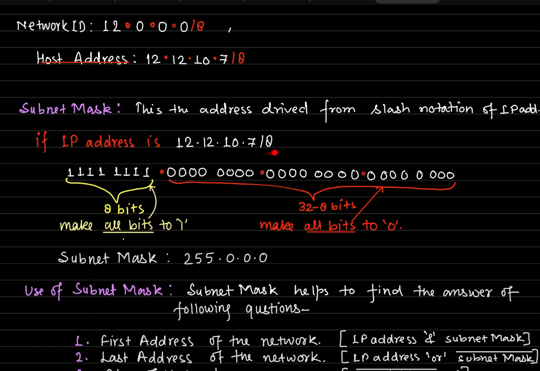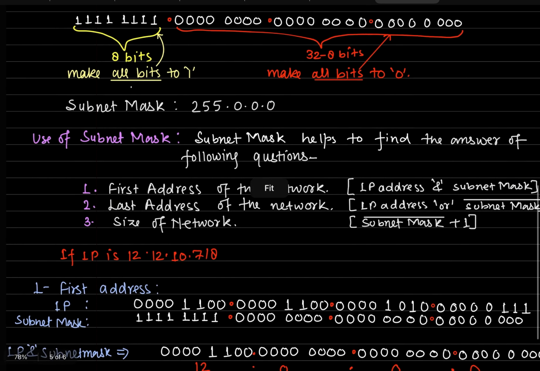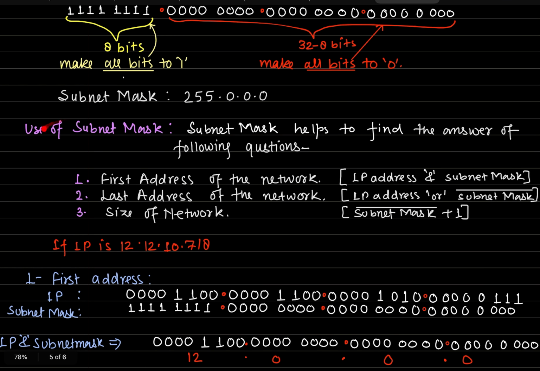Suppose the IP address is 12.12.10.7/8. In this case, if there is a /8, then the first 8 bits of the IP address we make all ones. The rest of the bits we make all 0. Then we get the subnet mask. We convert this number into decimal, 255.0.0.0.